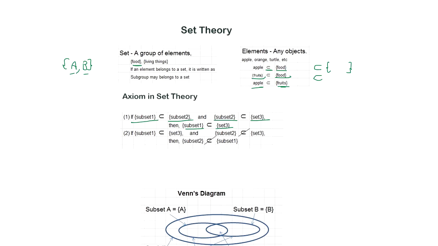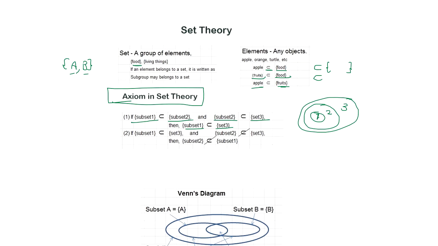So what it's saying is, for subsets 1, 2, and 3, if 1 belongs to 2, and 2 belongs to 3, then 1 should belong to 3. So this is obvious correctness, okay?